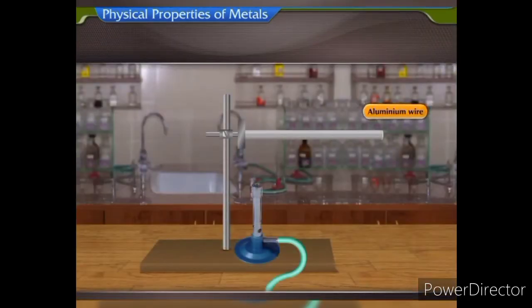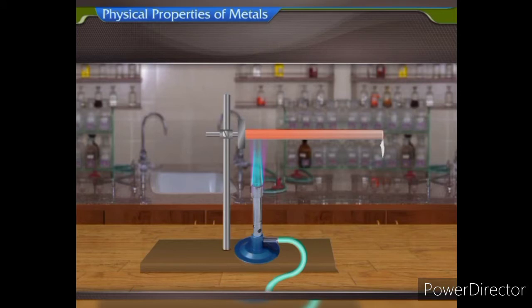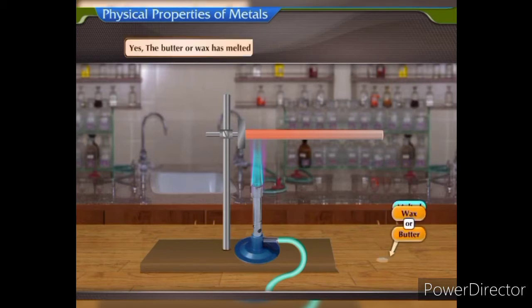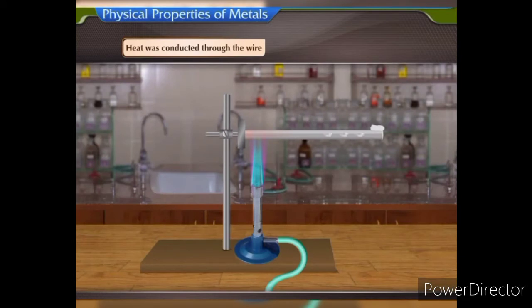Take a thick aluminium wire or copper wire and clamp it on a stand. Skew or place a wedge of butter or wax on the free end of the wire. Heat the other end of the wire using a burner. Do you find a change in the piece of butter or wax? Yes, the butter or wax has melted. This happened because heat was conducted through the wire.